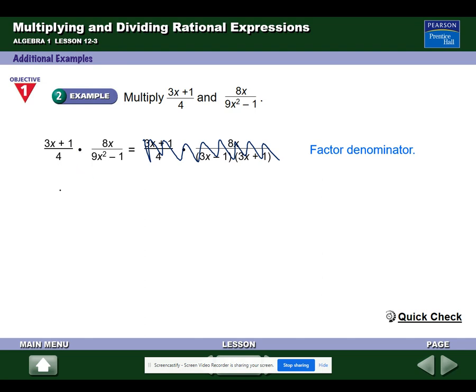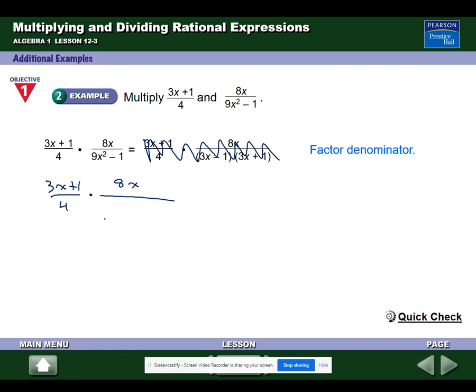So what do we want to do? This is the key point of the lesson from here to the end: you want to factor. Factor anything that can be factored, because when you do, oftentimes you'll find factors that can be canceled from numerator to denominator. So here you have 3x plus 1 over 4, and you're multiplying that by 8x over something that can be factored.